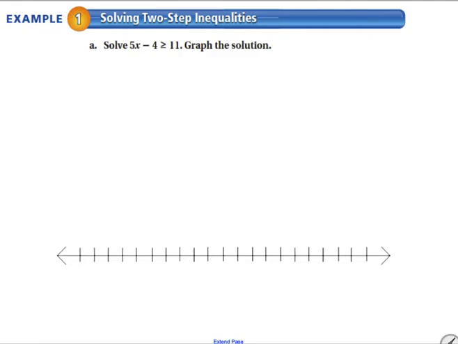Alright, we'd start with getting the 5x by itself. We need a positive 4 to get rid of the negative 4. This gives us 5x greater than or equal to 11 plus 4, which is 15. Then we are going to get rid of the 5 using division. This will give us 1x, which is just x, greater than or equal to 3. So our solution is x is greater than or equal to 3.